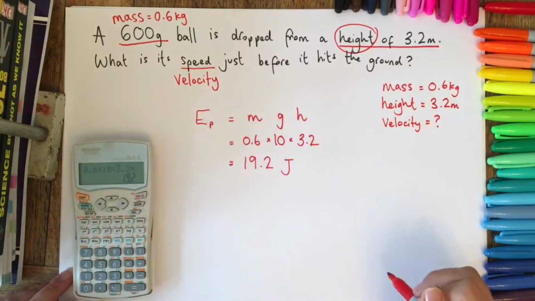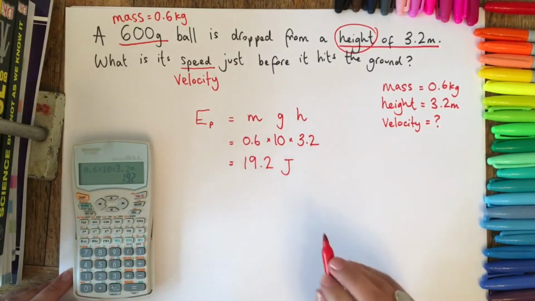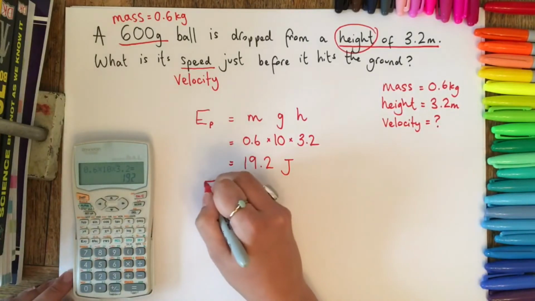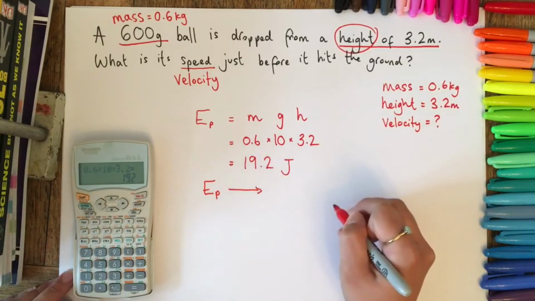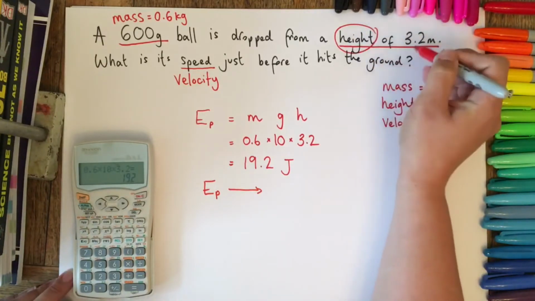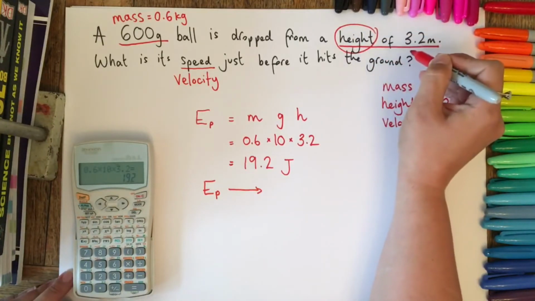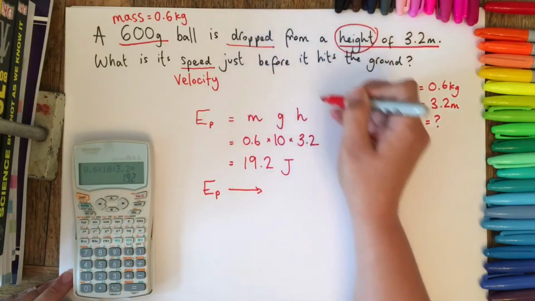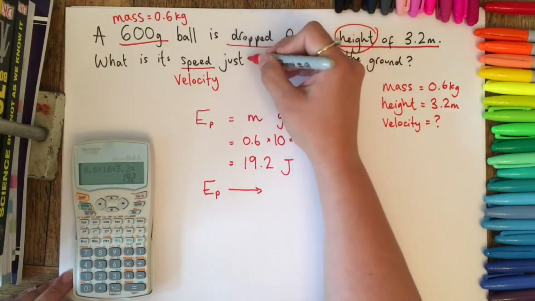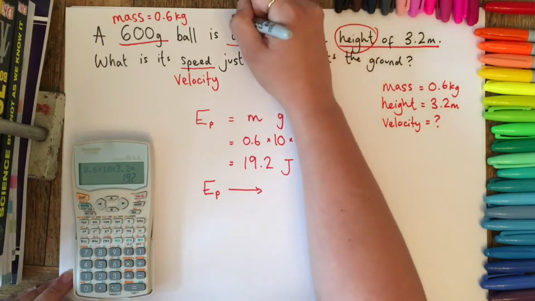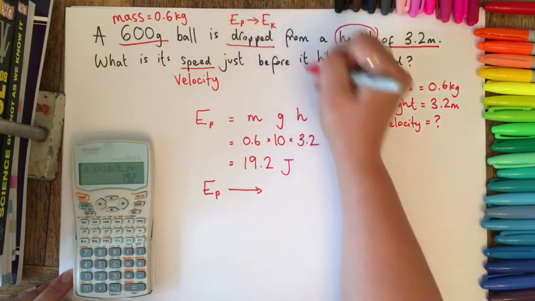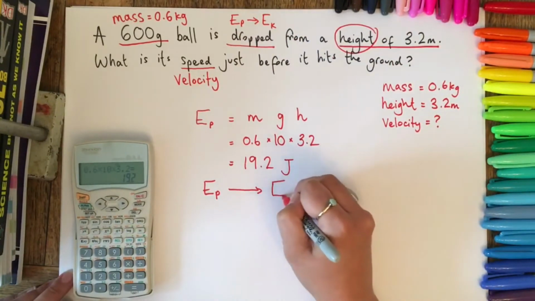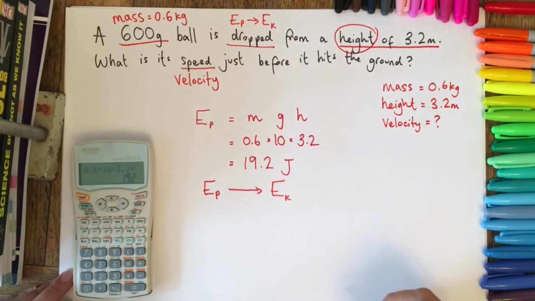Next, the assumption that we need to make is that all of the potential energy is going to be converted when it's dropped. So it's going to have this potential energy at a height of 3.2 meters. It's then going to drop. And you should know that whenever anything is dropped, we have potential energy being converted into kinetic energy. So this is the assumption we are going to make.